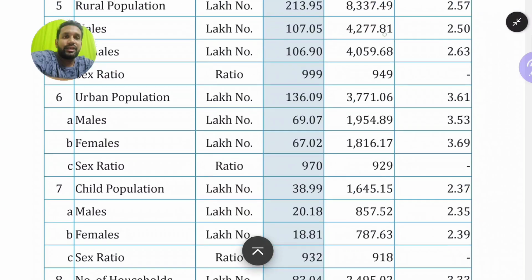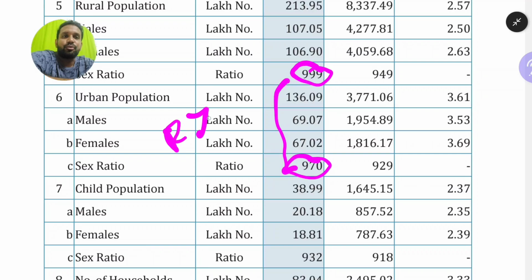Here one analysis we can do. The rural sex ratio is 999 in Telangana, whereas the urban sex ratio is 970. It means rural sex ratio is more than urban sex ratio in Telangana. Very, very, very important analysis here. The same thing goes with India also. India's rural sex ratio is more than India's urban sex ratio.